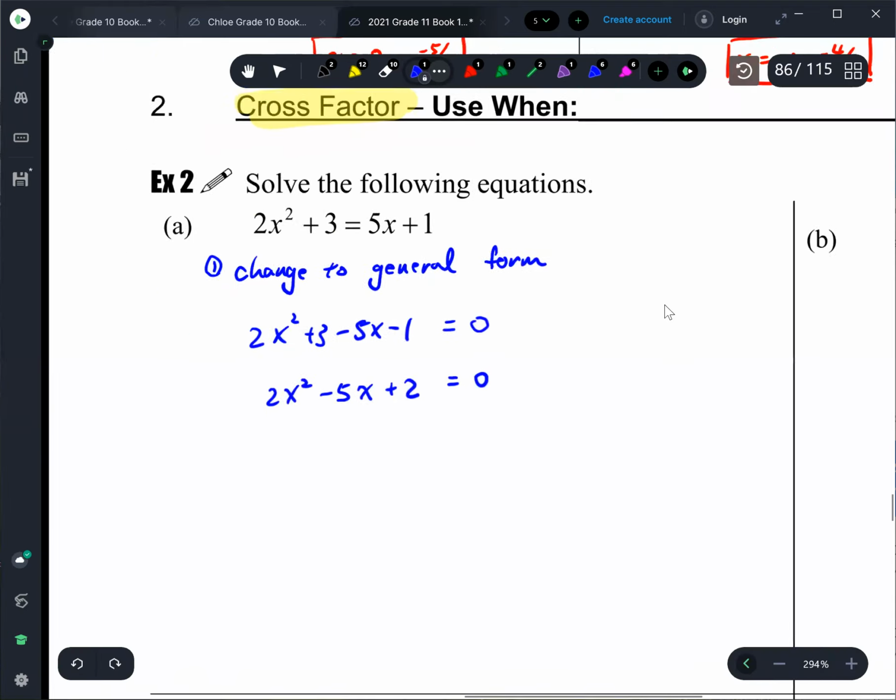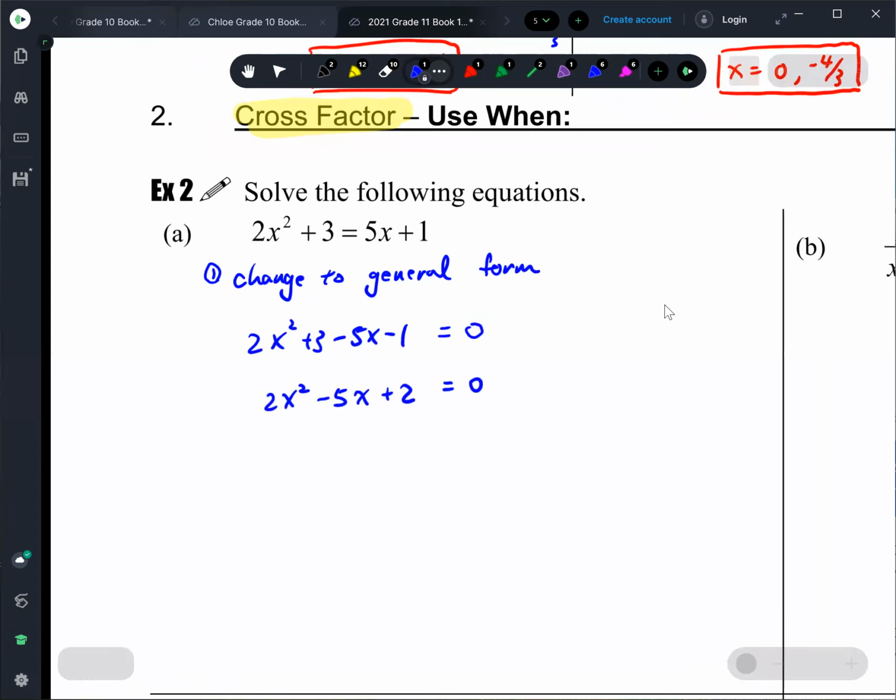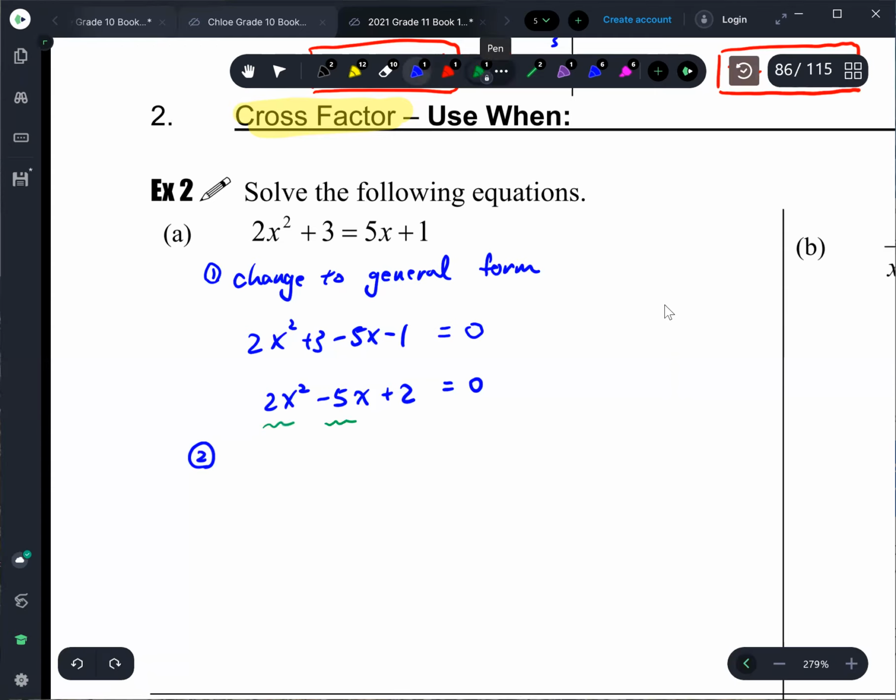All right, so once we get the general form, then you start to think about GCF first. Remember, you always check GCF first before anything else. So if you look at these three terms, there's nothing in common, there's nothing that they all can be divided by. So GCF is out. Now we need to do the cross factor.